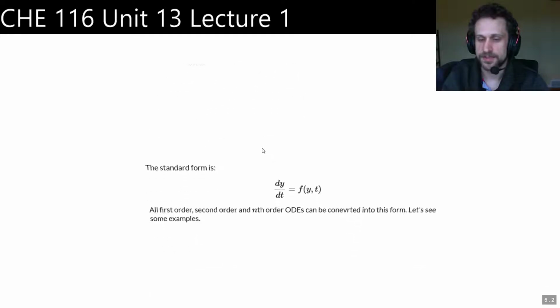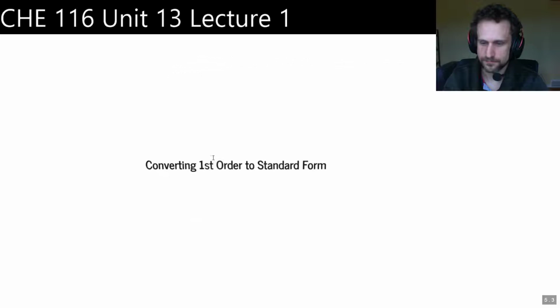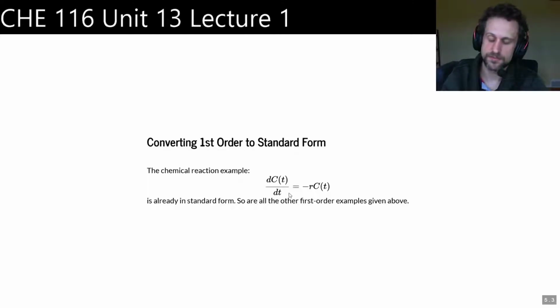So the first step, converting to standard form. The standard form is that you need to make your ordinary differential equation look like this. You need to have the first derivative on the left-hand side, and then an arbitrary function on the right-hand side. You can turn any ordinary differential equation into this form. It's just a matter of algebra. So let's take a look at our chemical reaction example, right? We have dc/dt equals minus rct. So this is already in standard form, right? The derivative is on the left-hand side by itself, and everything else is on the right-hand side.